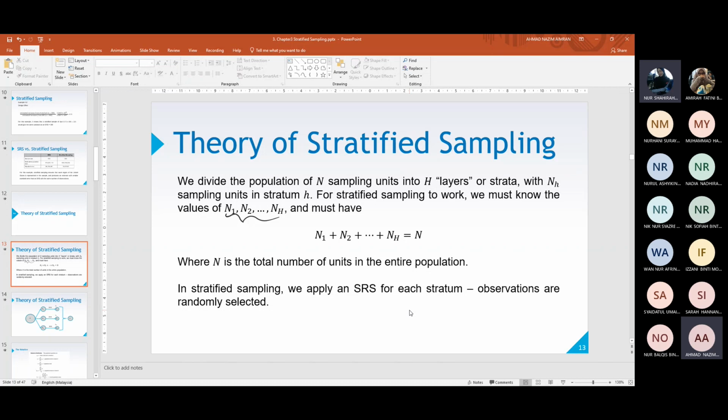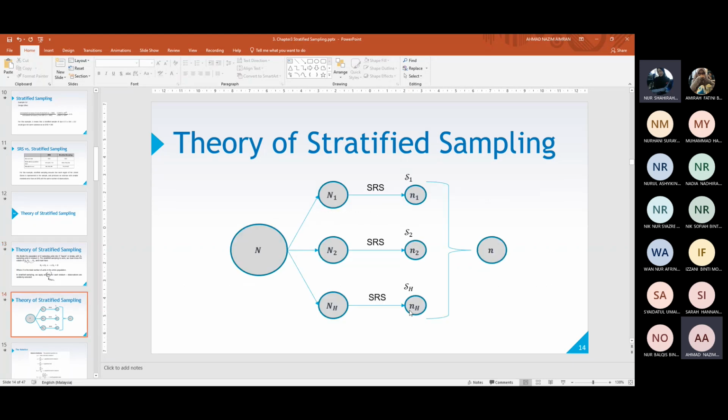And in stratified sampling, we apply a simple random sampling for each stratum, in which all observations are randomly selected, and all elements in the stratum have an equal chance of being selected as the sample for the study. That is why we have discussed earlier that simple random sampling is the foundation, or the most basic sampling technique. Let's look at this diagram.